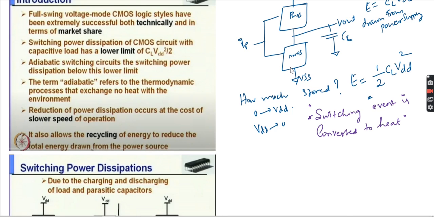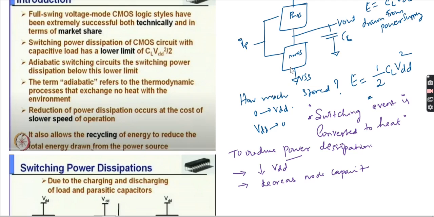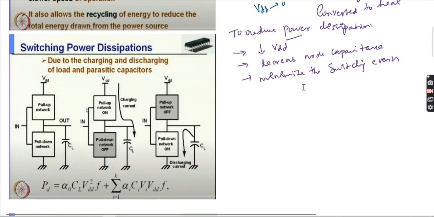So what do we have to do for this? We need to reduce the power dissipation. What are the techniques the circuit designers use? They can reduce the supply voltage, decrease the load capacitance, or minimize the switching events. These are the things we studied in the previous topics and lessons.